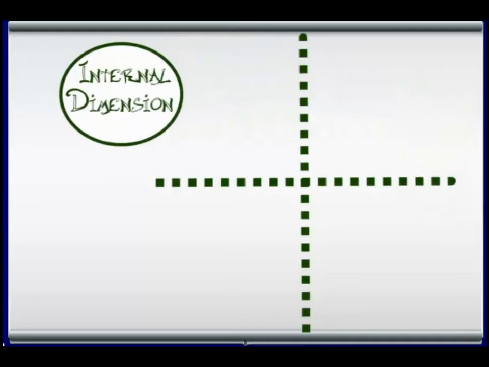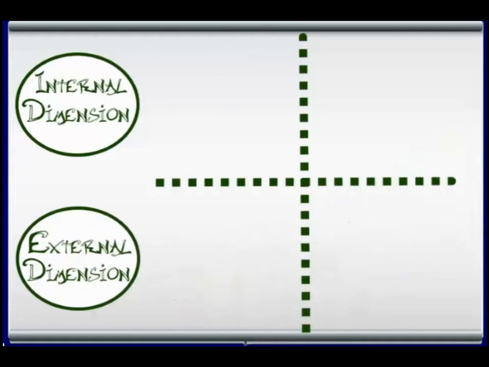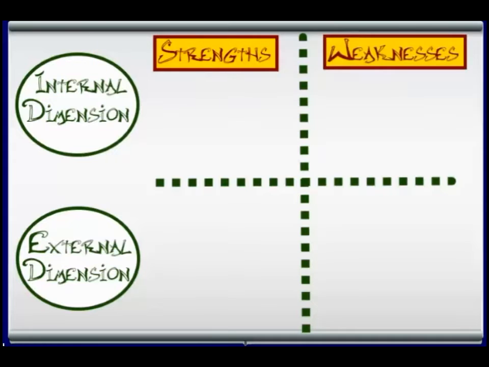Basically, there are two levels to a SWOT: the internal dimension and the external dimension. As you can see, the top two quadrants represent the internal dimension, while the two lower quadrants focus on the external dimension. The internal dimension showcases a company's major strengths and its major weaknesses.